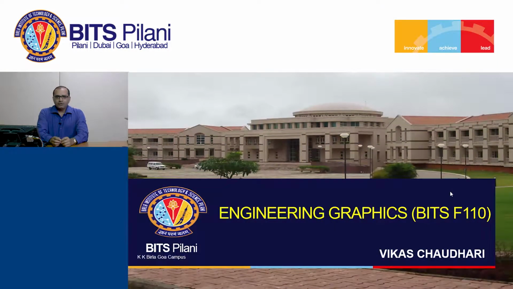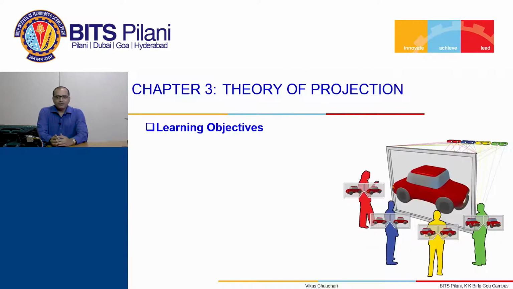Hello everyone. Today we will discuss chapter number 3, theory of projections. So here in this slide you can see an object, which is nothing but a car, and different features of the car can be seen from different orientations. For example, the person from this side can see the front features of the car, whereas this person can see the rear features of the car. Side features can be seen either from this orientation or this orientation. So all these things, how to obtain the projections, we will discuss in this particular chapter.